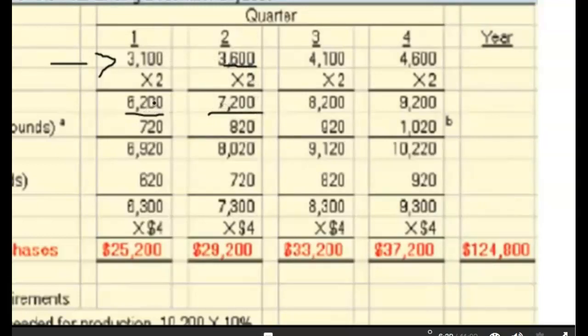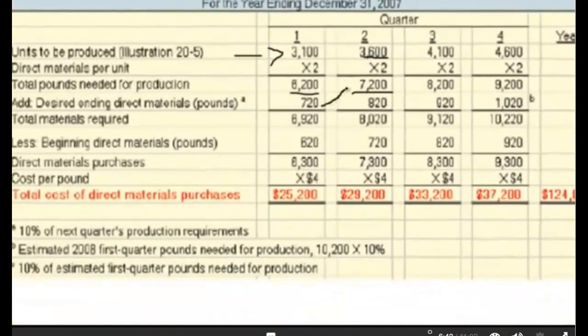So go back to the first quarter. This is what we need to meet production. Plus, we need 10% of next quarter's requirements. So in total, we need 6,820. But we already have 10% from last year of what our estimated requirements would be this year. So we subtract the 620, and the total amount we need to purchase in the first quarter is 6,300 units. Then you multiply by the dollars, and you get 25,200.